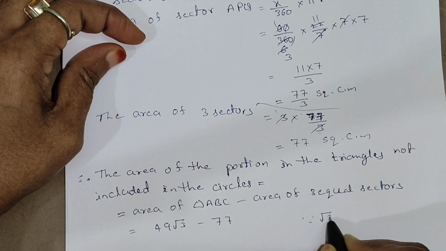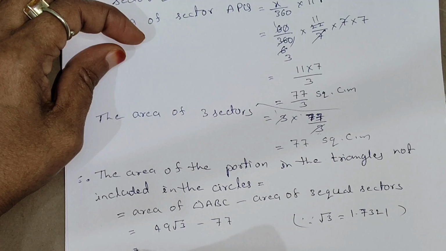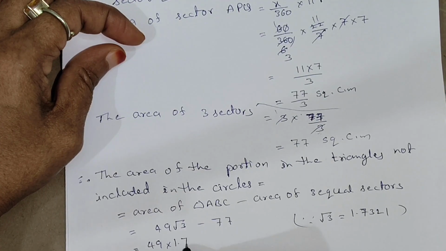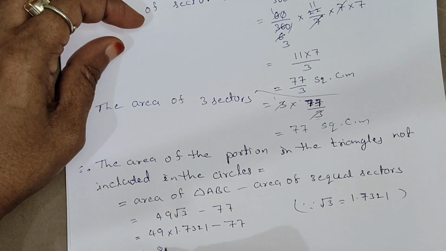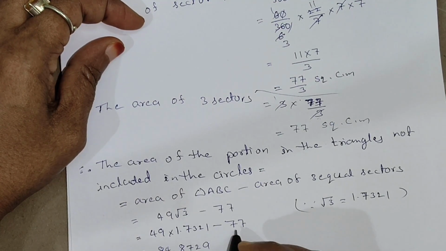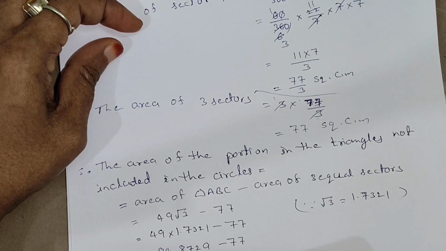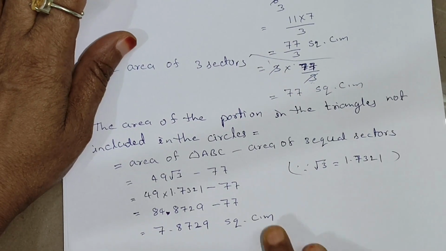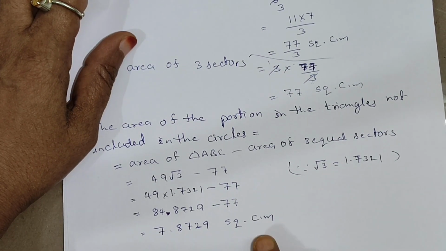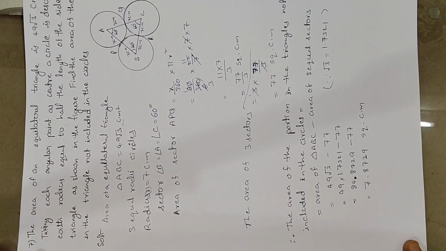Here already we know the root 3 value is equal to 1.7321. Now substitute here, 49 into 1.7321 minus 77. So now multiply these two numbers, 84.8729 is coming, minus 77. These two numbers subtracted, 7.8729. Units are square centimeters, this is the not included area. So now here final answer is this one. This is the complete 7th solution.